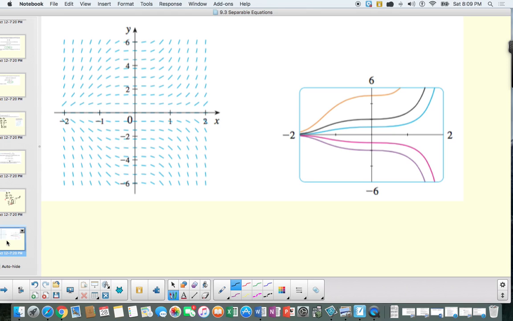Now here's the solution in terms of a slope field, and also here's the solution that emulates what's going on here in the slope field. So that's the family.